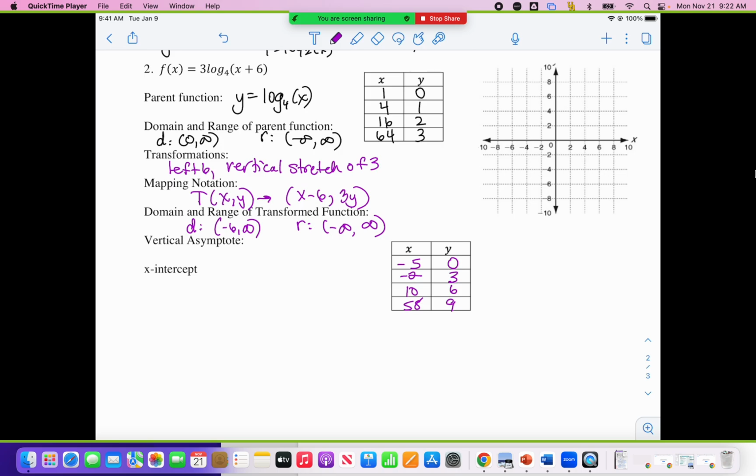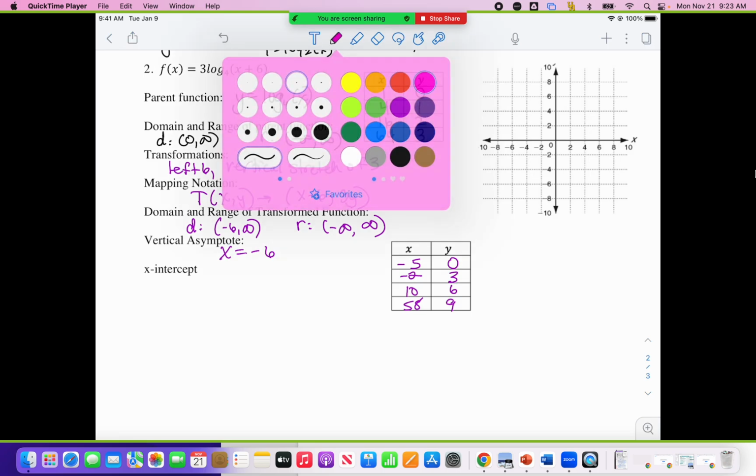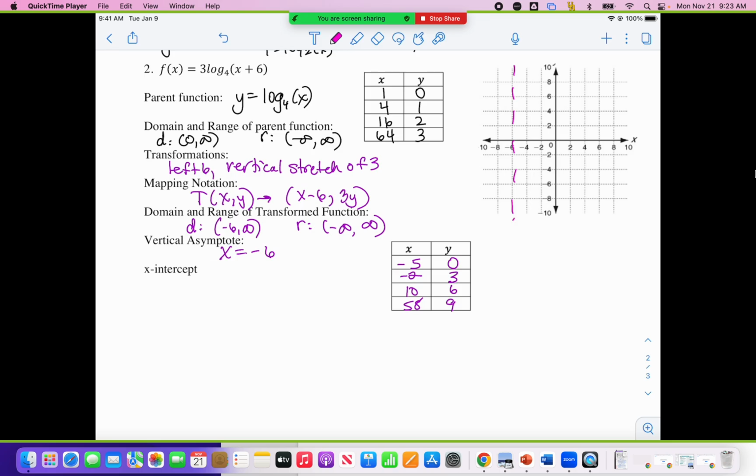All right, my vertical asymptote changes with a left-right shift. So now my vertical asymptote, does anybody want to try it? What would the vertical asymptote be? Gabe, what do you think? Instead of it being at x equals 0, initially the parent function vertical asymptote is at x equals 0, and now I've moved it left 6. Yep, you got it. X equals negative 6. So let's go to x equals negative 6, and we're going to make our vertical asymptote.